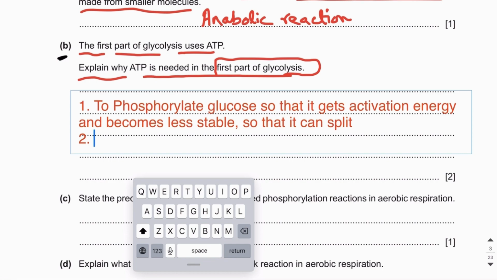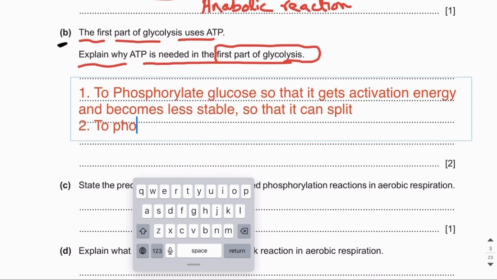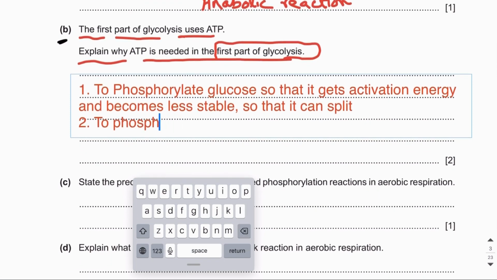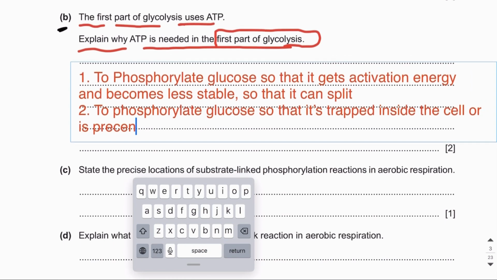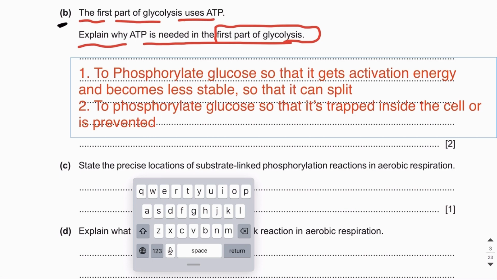We can also write that ATP is used to phosphorylate glucose so that it's trapped inside the cell or is prevented from leaving the cell, right?